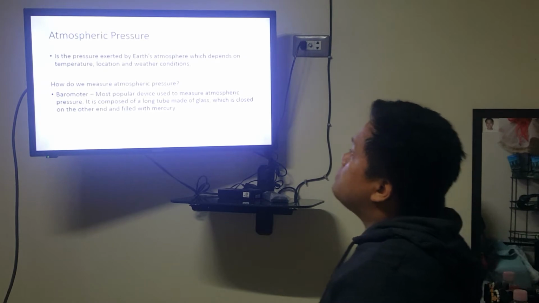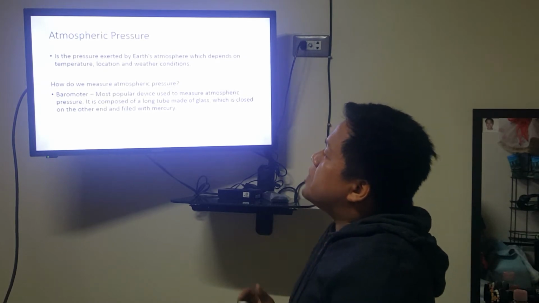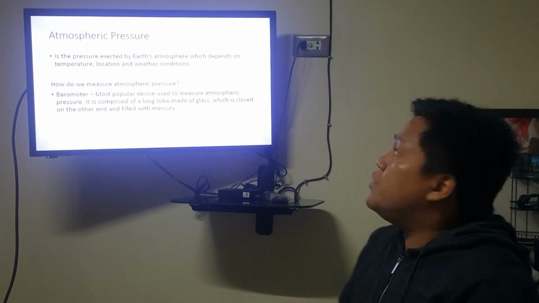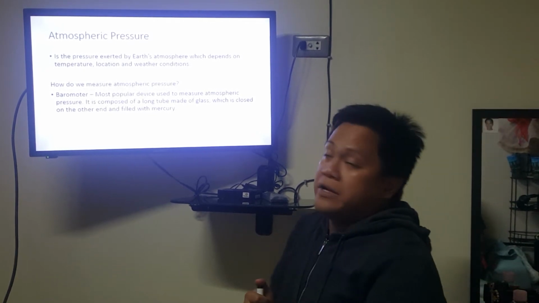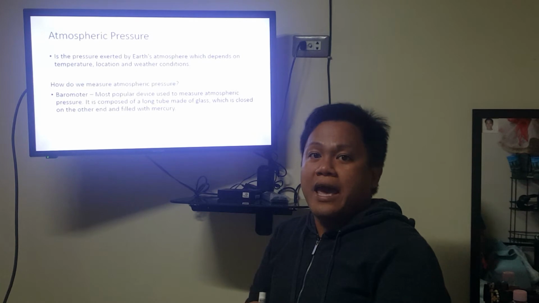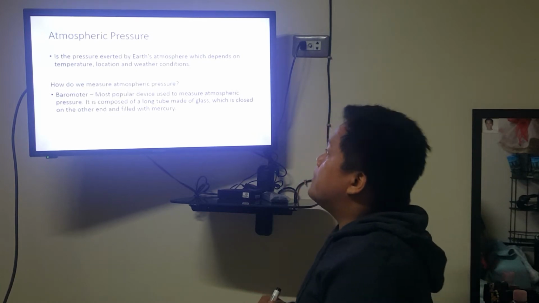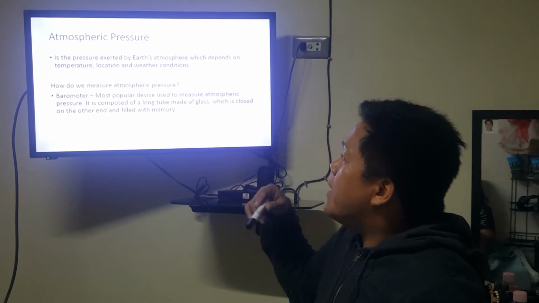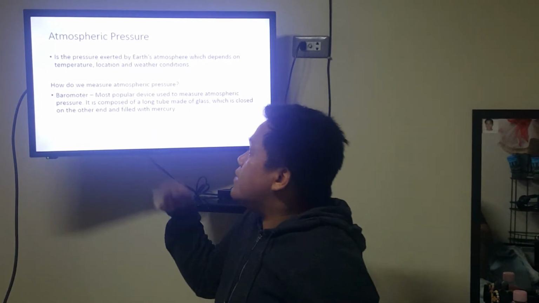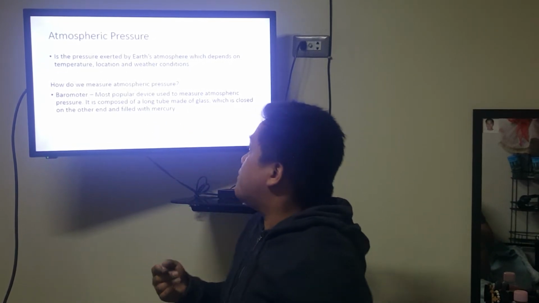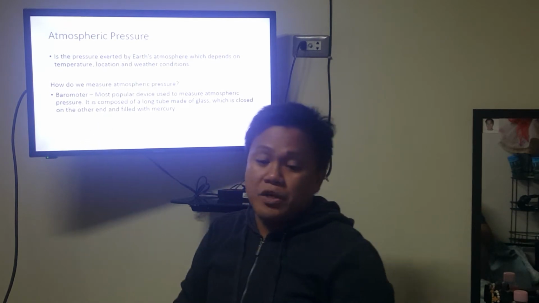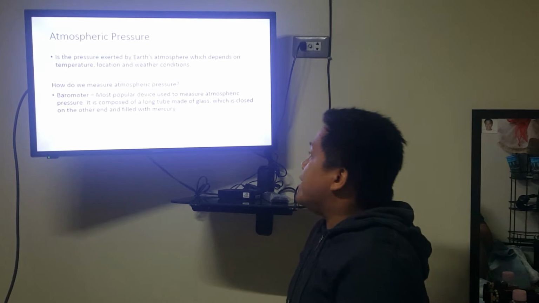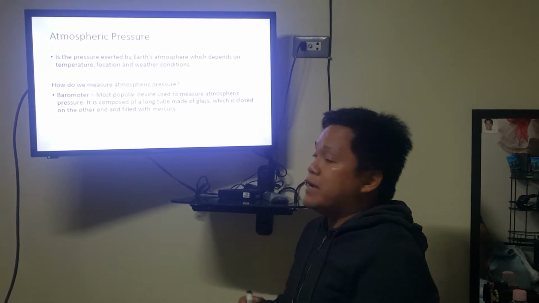Next, atmospheric pressure. Atmospheric pressure is the pressure exerted by Earth's atmosphere, which depends on the temperature, location, and weather conditions. So, how do we measure atmospheric pressure? Like I said earlier, we can measure atmospheric pressure by barometer and manometer. The barometer is the most popular device used to measure atmospheric pressure.